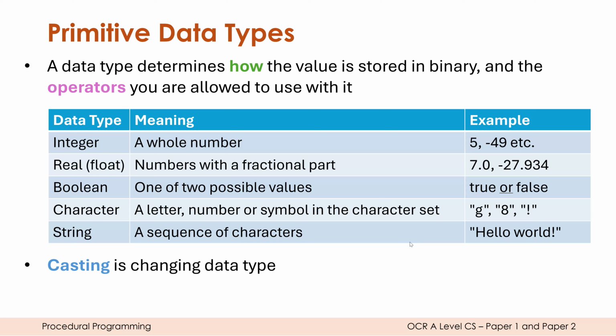And we often have to cast between data types, especially when dealing with user input. Casting is changing data type. Here are the 3 most useful casting functions. We can convert it into different data types. Again, often with user input, we're going from a string into an integer or a real. And often if we're concatenating, we might need to convert a number into a string.